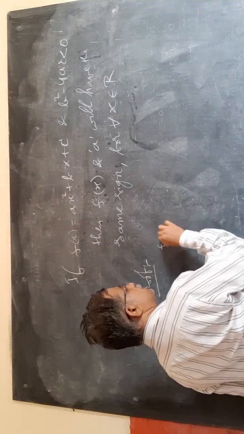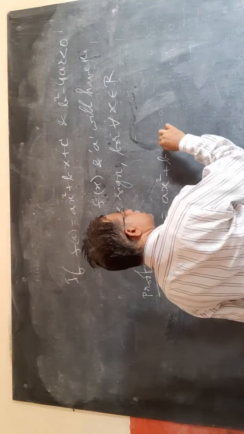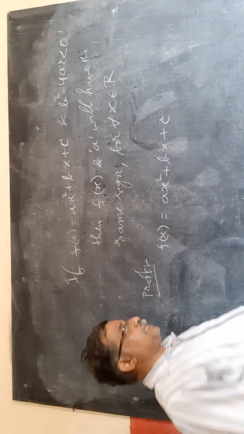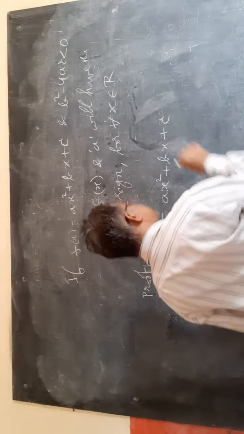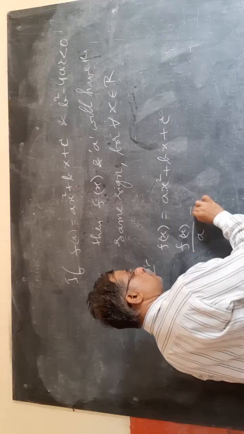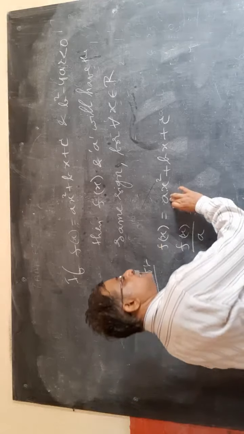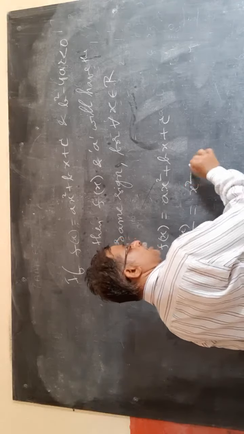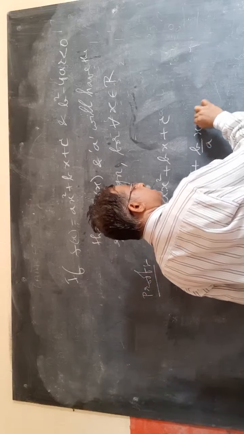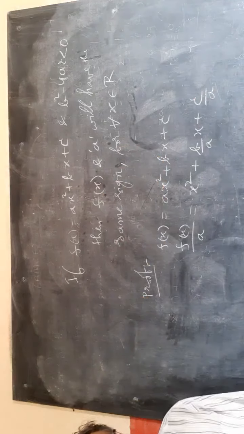Given that f of x equal to ax square plus bx plus c. If I am dividing both sides with a, what happens? So f of x by a equal to ax square by a becomes x square, bx by a is b by a x, plus c by a. This is what I got.